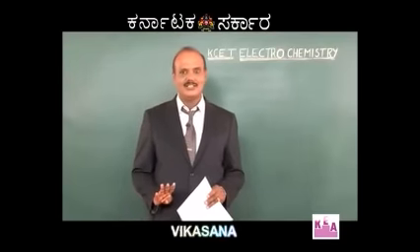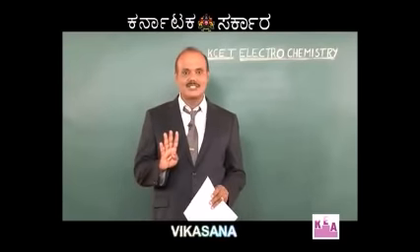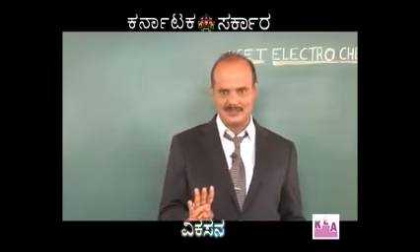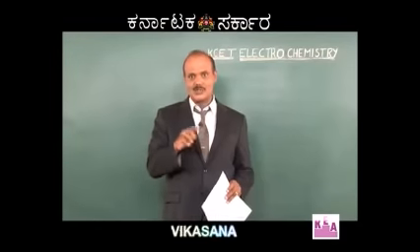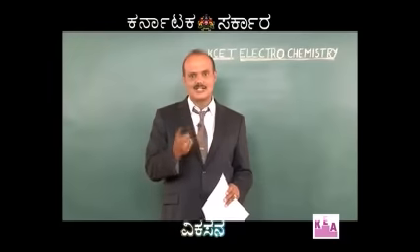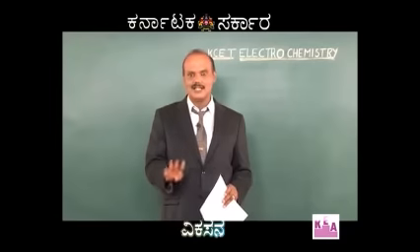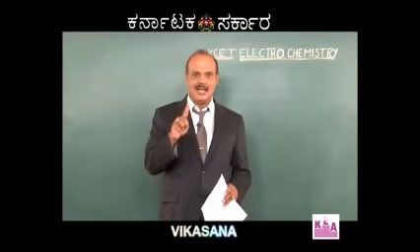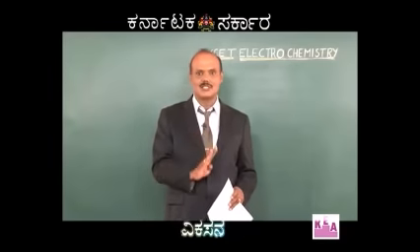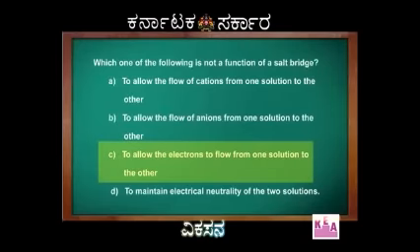So, very important. From this we can understand what the functions of the salt bridge are. The salt bridge maintains the electrical neutrality. That is correct. It allows the movement of ions from one solution to another to maintain electrical neutrality, so anions can move from one solution to another, and even cations can move. But the salt bridge is made up of glass. Glass is a bad conductor of electricity. It doesn't allow the movement of electrons from one solution to another. Therefore, option C, to allow the electrons to flow from one solution to the other, is not the function of the salt bridge.